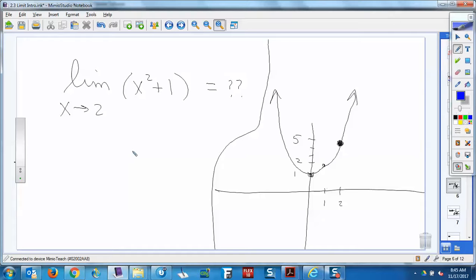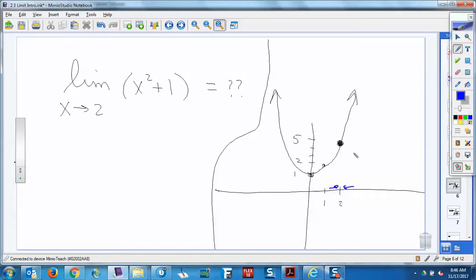As x approaches 2, another thing you're going to hear me say when we talk about limits is that we're going to talk about x approaching 2 from both sides. We'll talk about limits from the left and from the right, because sometimes they're different. So when we say x approaches 2, we're just assuming we mean from both sides.